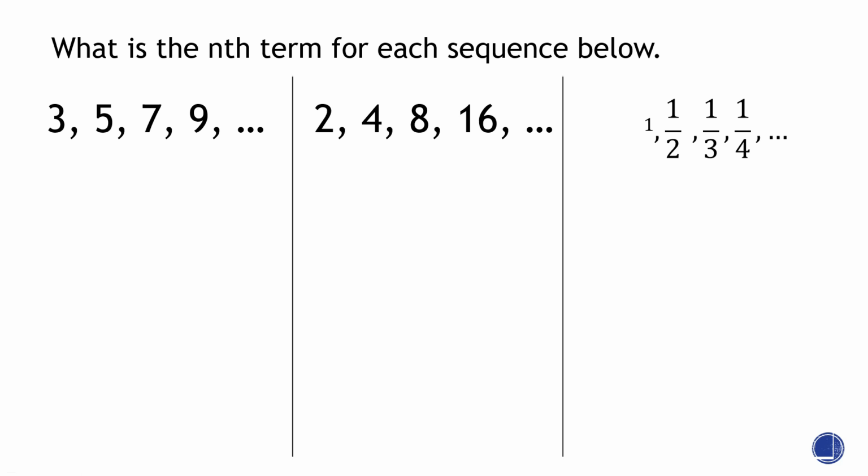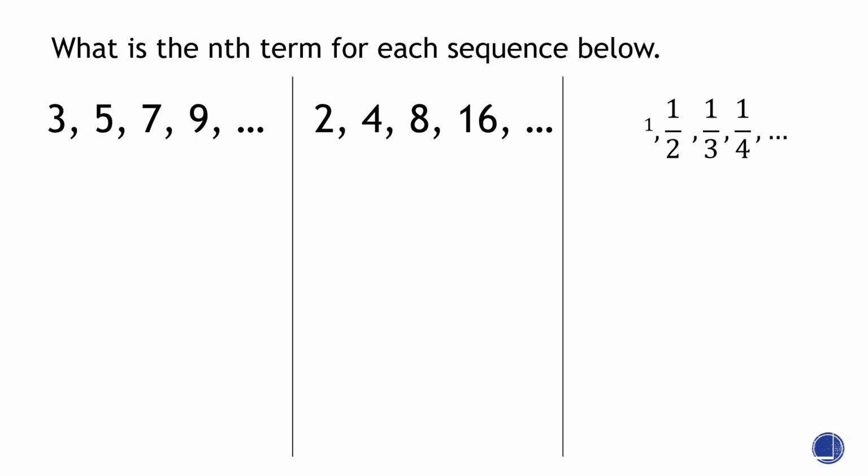What is the nth term for each sequence below? Here we have three sequences, and the objective here is to find that explicit formula that describes the sequence. So for the first one, we have 3, 5, 7, and 9. Understanding how sequences work actually helps us find the explicit formula that we're looking for.